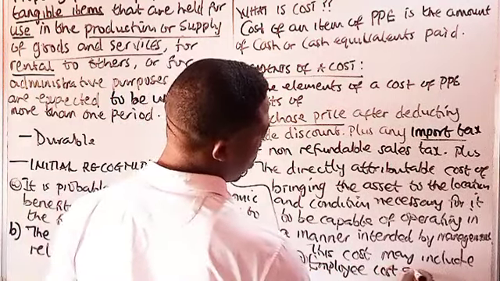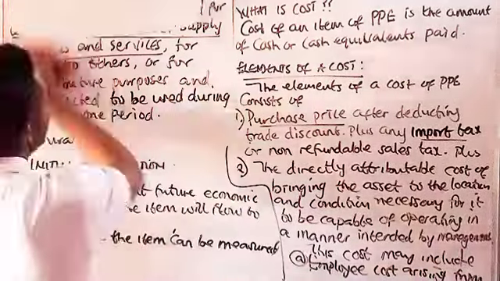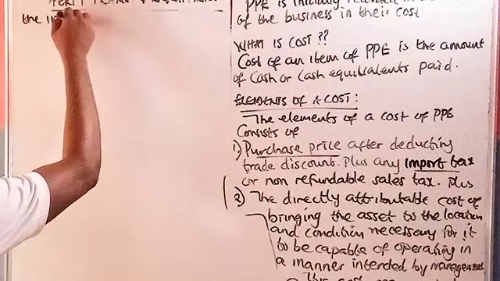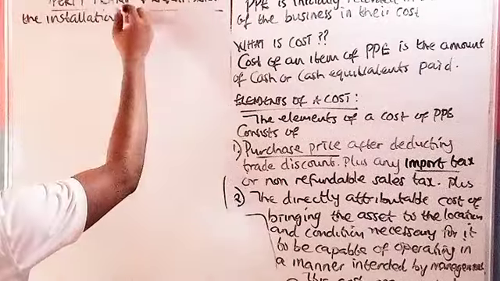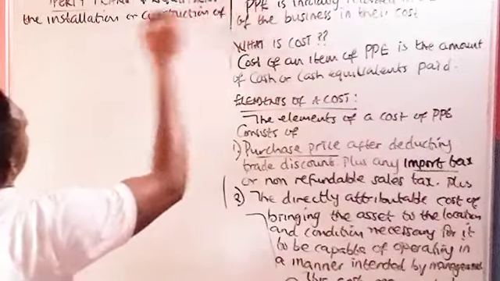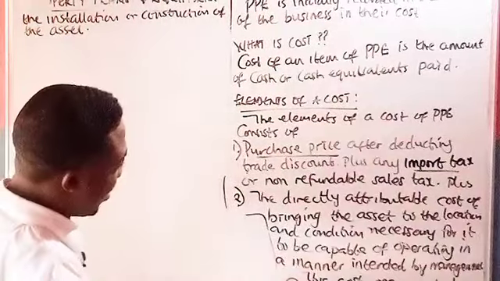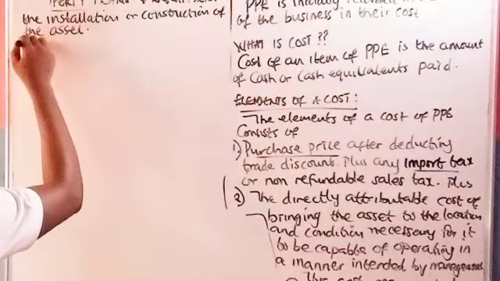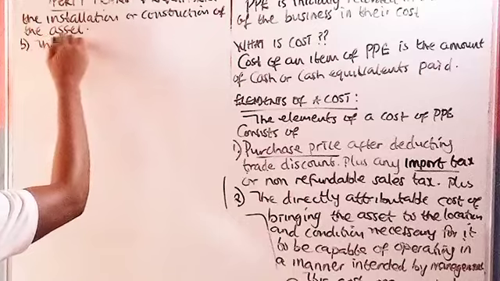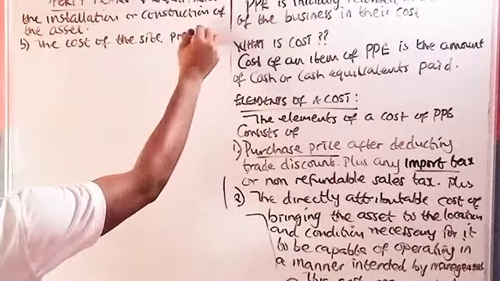employee costs arising from the installation or construction of the asset. Okay, so B, still under number two, will be the cost of site preparation.